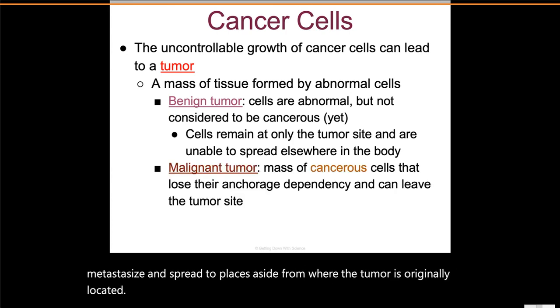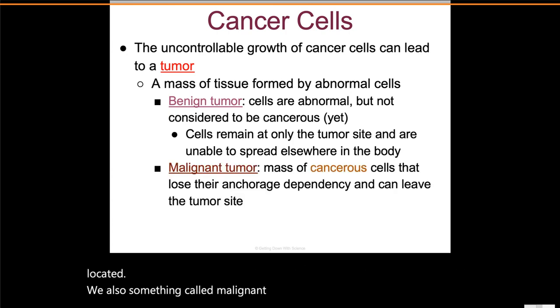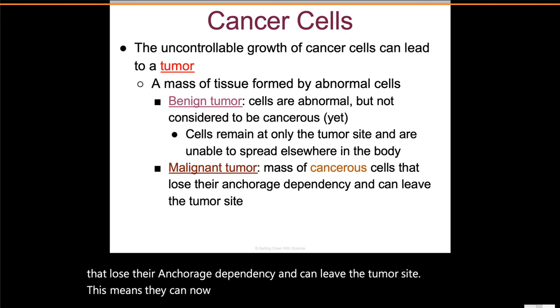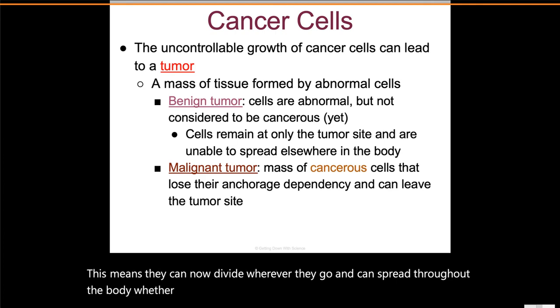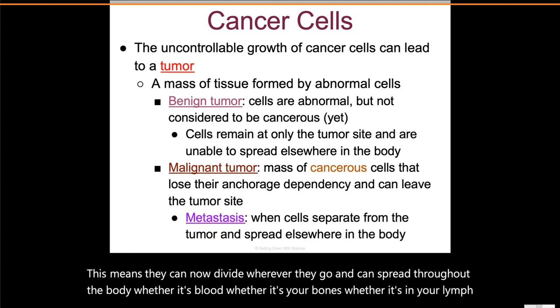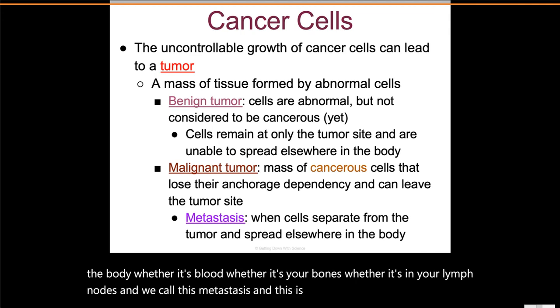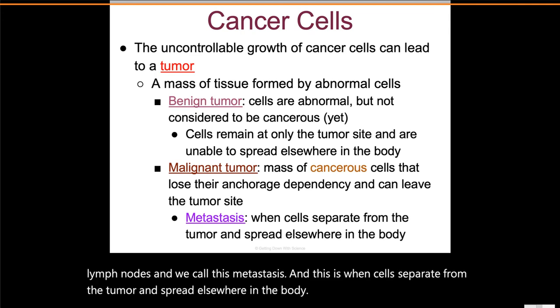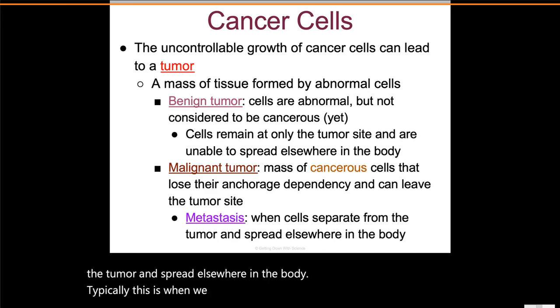We also have something called malignant tumors. This is a mass of cancerous cells that lose their anchorage dependency and can leave the tumor site. This means they can now divide wherever they go and can spread throughout the body, whether it's blood, whether it's your bones, whether it's in your lymph nodes. And we call this metastasis. And this is when cells separate from the tumor and spread elsewhere in the body. Typically, this is when we see deaths from cancer, or when we have advanced stages of cancer.